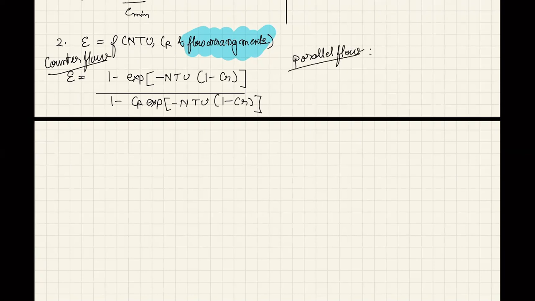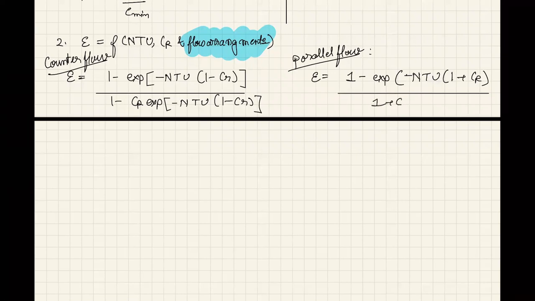Okay, again for parallel flow this is epsilon is equal to 1 minus exponential of minus NTU times 1 plus CR, upon 1 plus CR, same thing with a plus. Okay, so you will find such expressions.